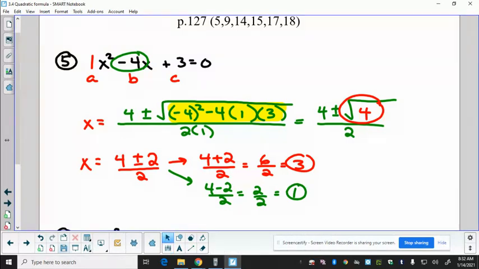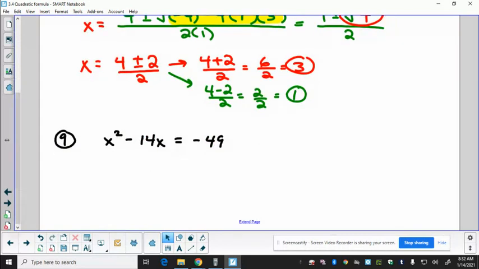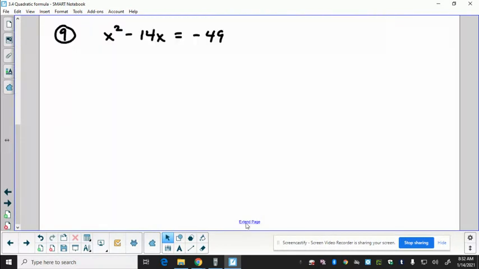Let's take it down to number 9. Once again, let's correctly identify. There's A, there's B, and wait a minute, we're not ready for that yet, are we? I didn't notice that. We've got to move that over there. So hold on for a second. Let's move this over here. Let's rewrite this. That'll be a plus 49 when it moves the other side.